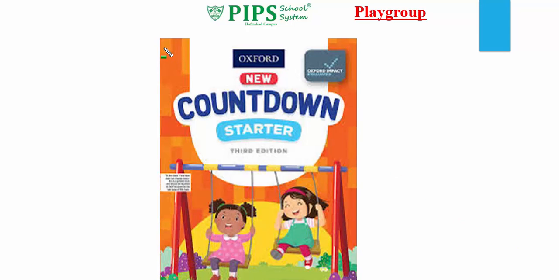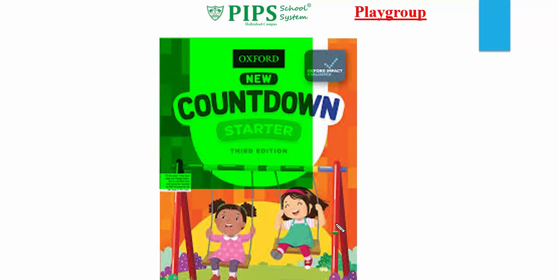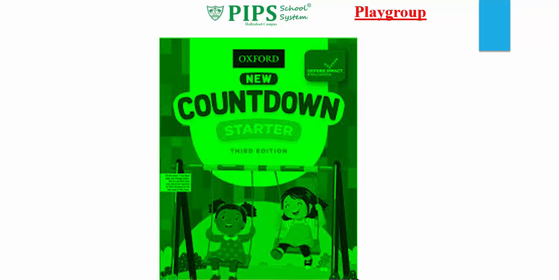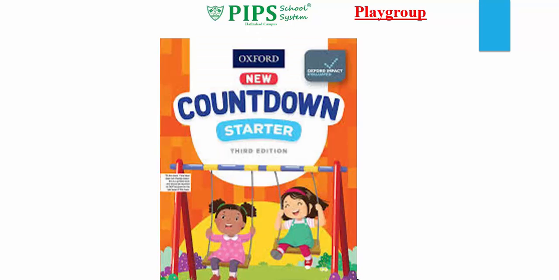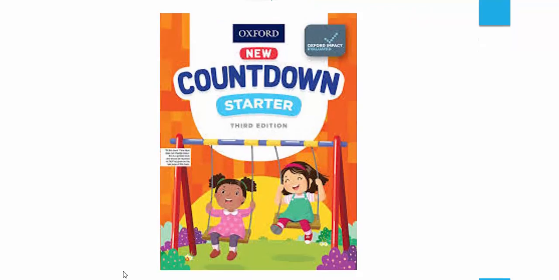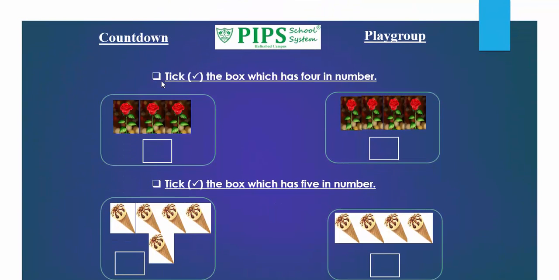Playgroup class, today we are going to learn from the book New Countdown Starter, 3rd edition. So first of all, open this book. Now students, let's begin today's lesson. Our first statement is: tick the box which has 4 in number.